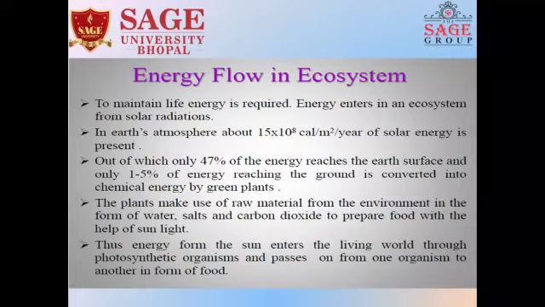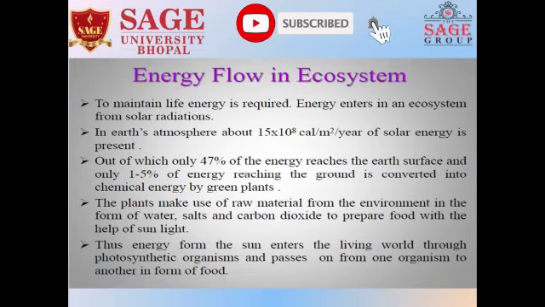Energy flow in ecosystems. We can discuss point by point. To maintain life, energy is required. Energy enters an ecosystem from solar radiation. In the Earth's atmosphere, about 15 × 10^8 calories per square meter per year of solar energy is present, out of which only 47% of the energy reaches the Earth's surface, and only 1 to 5% of the energy reaching the ground is converted into chemical energy by green plants.